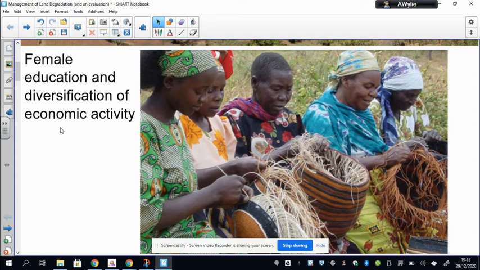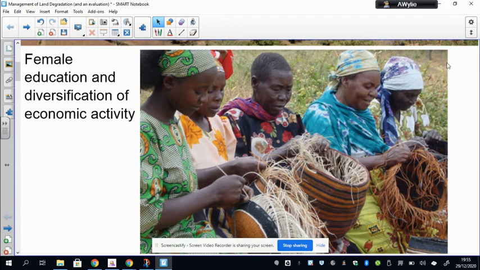The third solution, and it works in hand with the first two, it's not just about reducing family sizes and starting to introduce technology into farming, which also encourages families to be smaller, but actually diversifying the activity that families are engaged in.